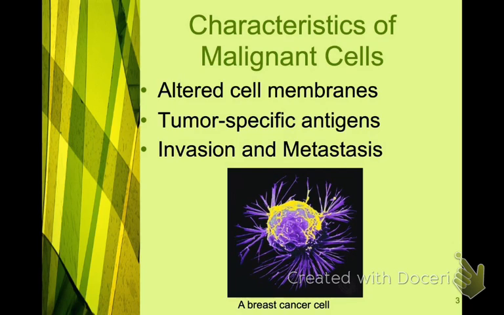And so the characteristics of your malignant cells: they have altered cell membranes, like we already talked about. They have tumor-specific antigens. And they invade and metastasize. So they invade and spread. Invade and spread.